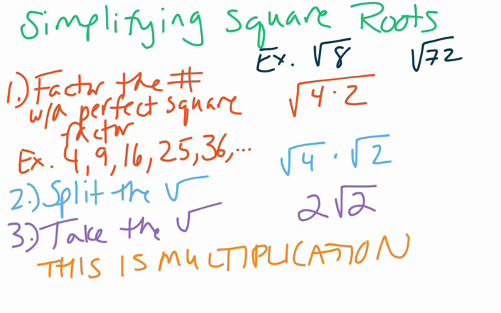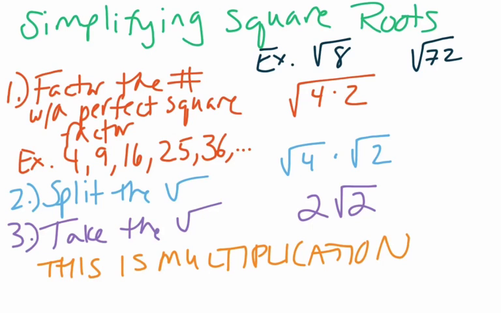So we don't usually write the times sign there between the 2 and the root 2, but it is. Now the way you would read that out loud is you would say 2 root 2 or 2 radical 2. You might hear somebody put in the word times, okay? So you might hear 2 times root 2, but typically I'll say something like 2 root 2.